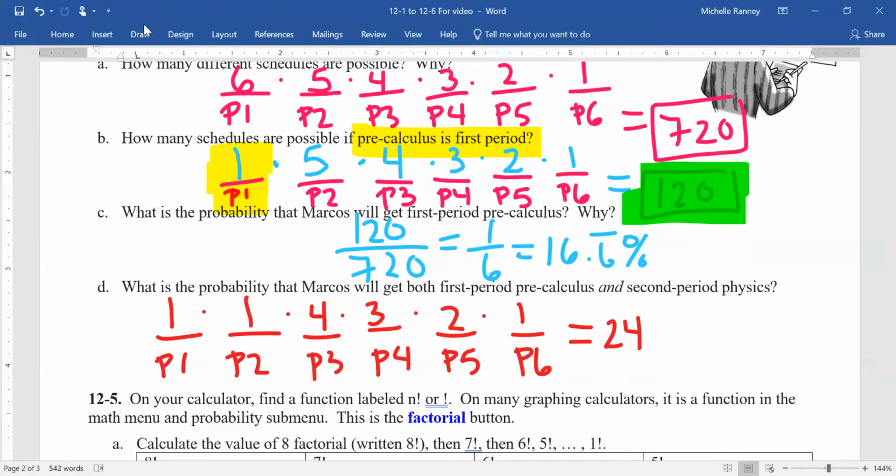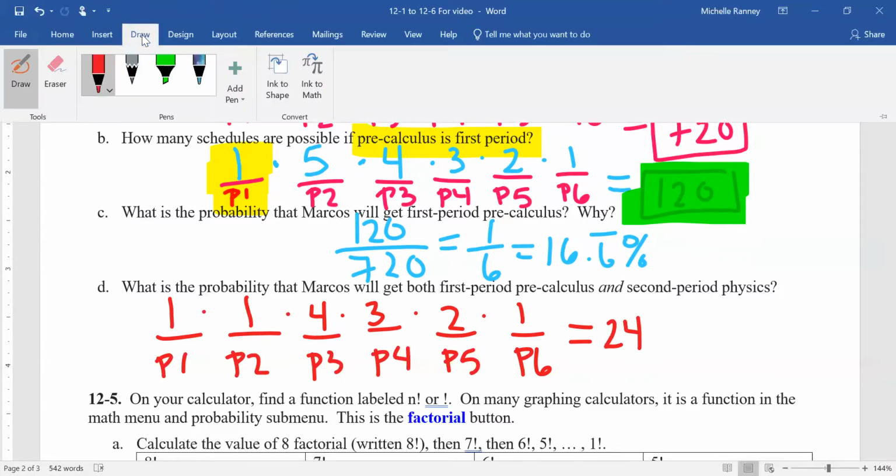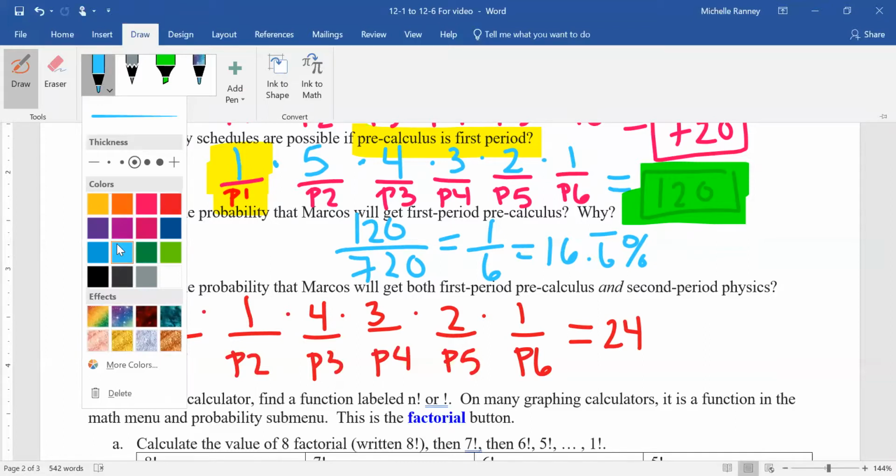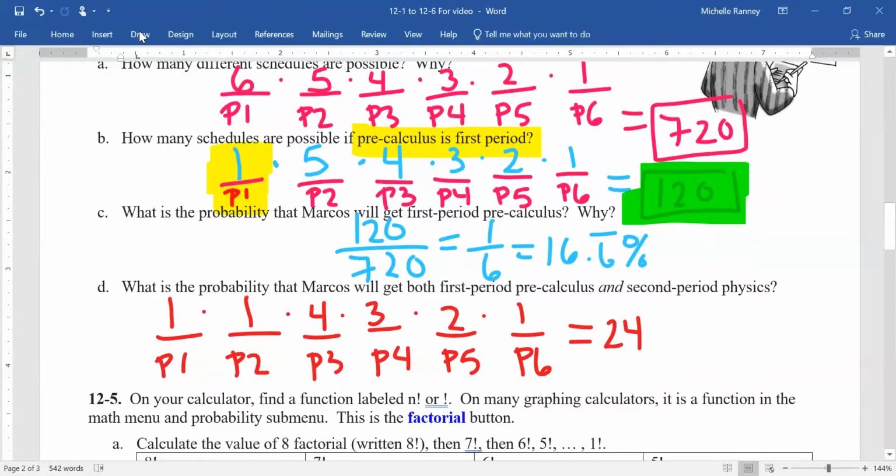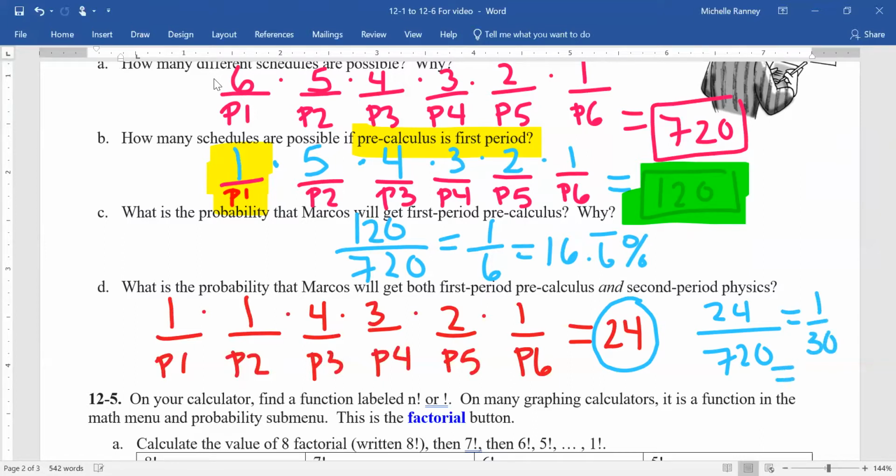So now, again, remember, it was a probability. So we have 24 different ways for that to happen out of 720 schedules. And when we reduce that, that actually reduces down to 1/30, which is about 3.3 repeating percent.